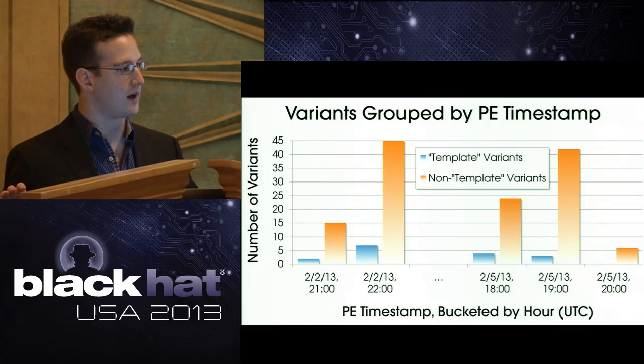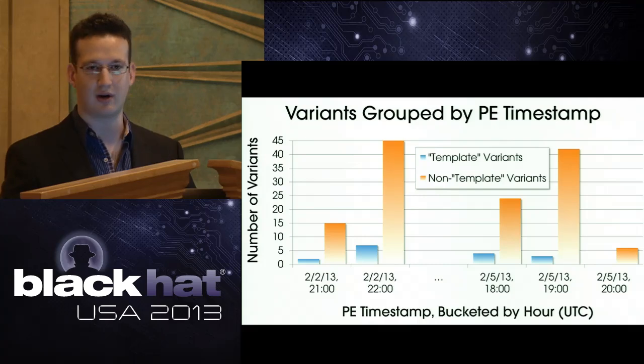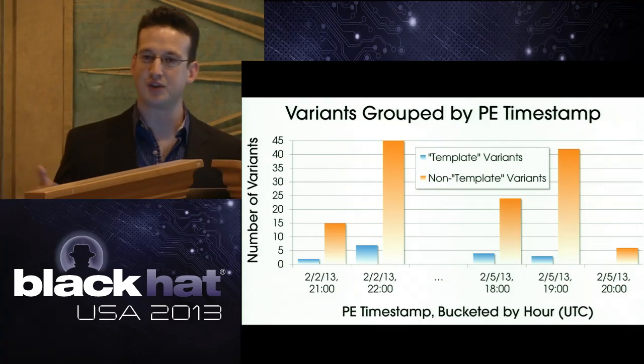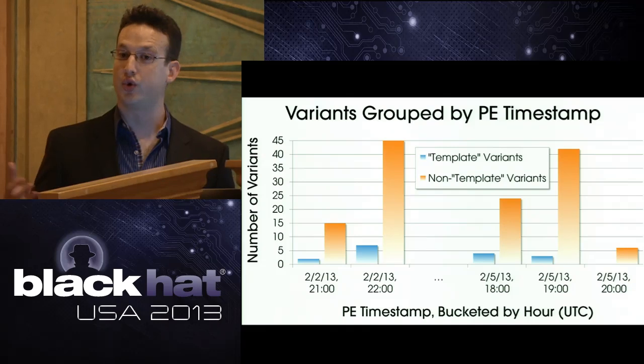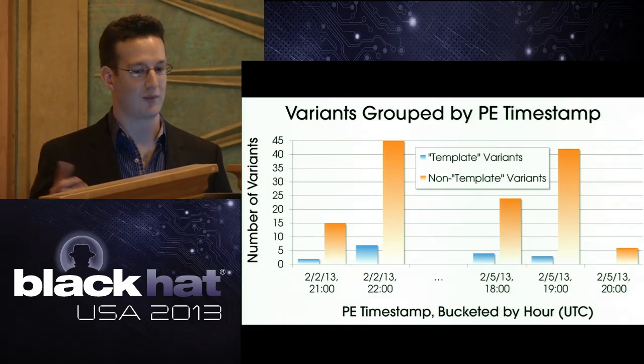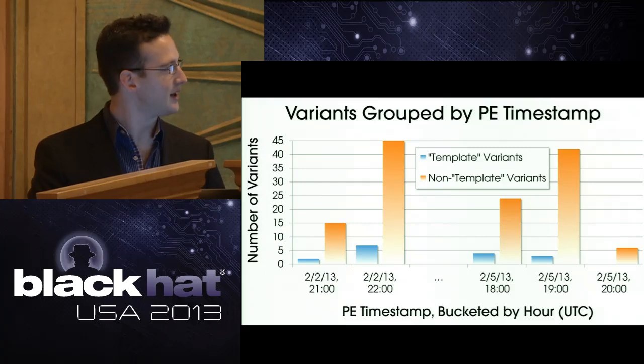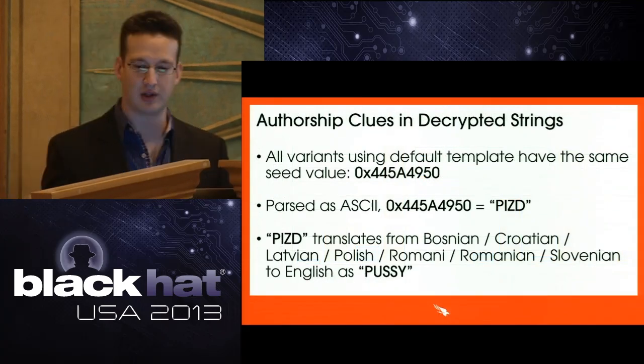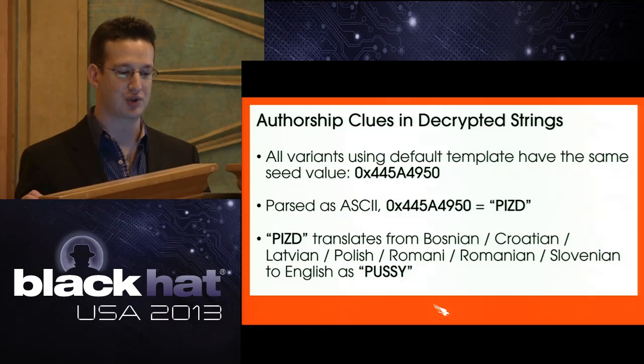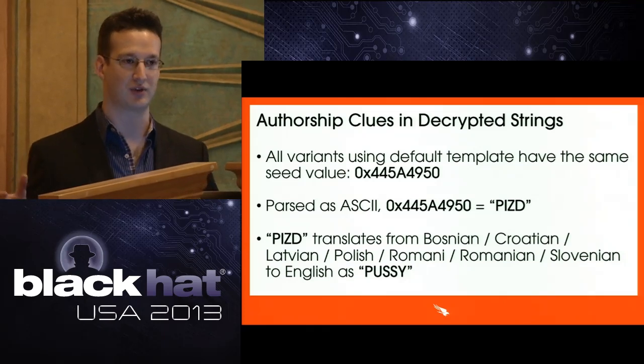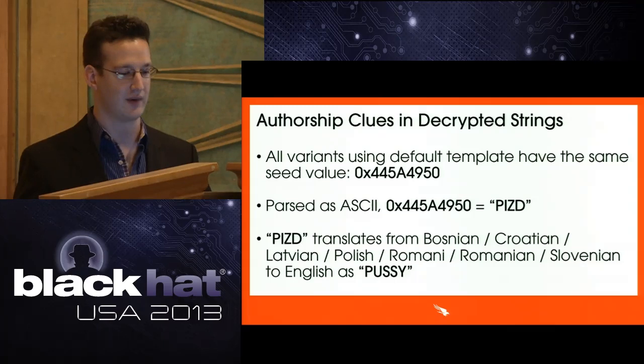So I mentioned earlier that one of the things that we do at CrowdStrike is try to do intelligence research to find out who wrote the malware that we look at. So let's investigate that a bit. There's some clues in these decrypted strings, in these template strings for the non-randomized variants.